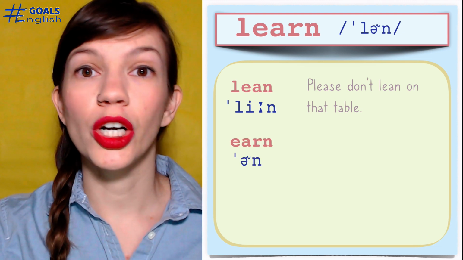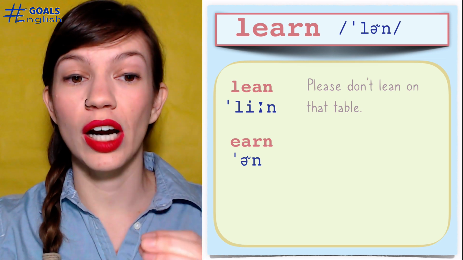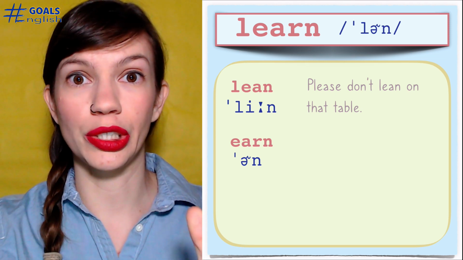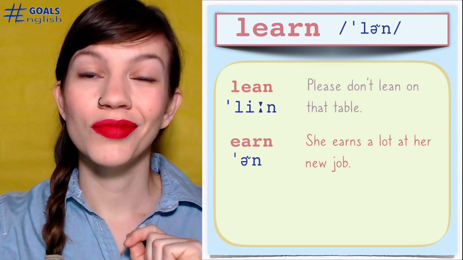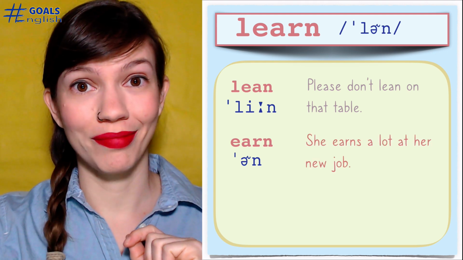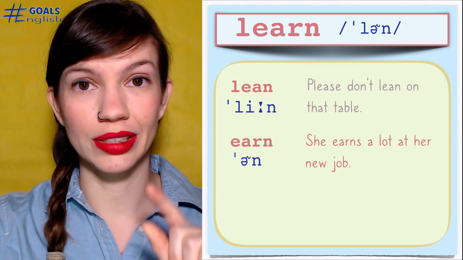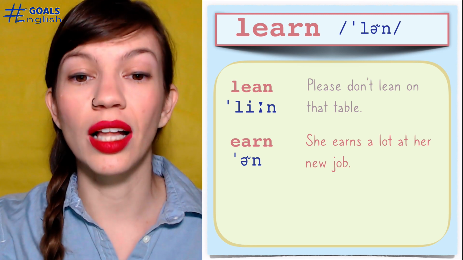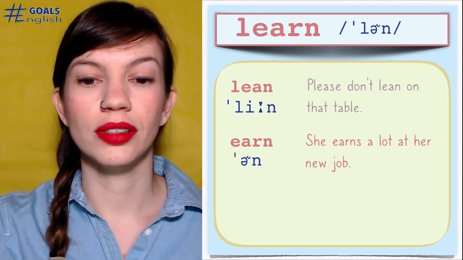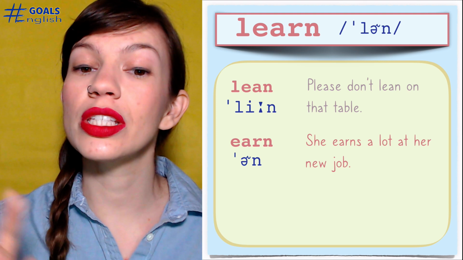Earn. So earn rhymes, so that E-A-R is the same sound as in learn, just no L. Earn. She earns a lot at her new job. Earn. She earns a lot at her new job. Earns a lot. So that S and A linking. She earns a lot at her new job.